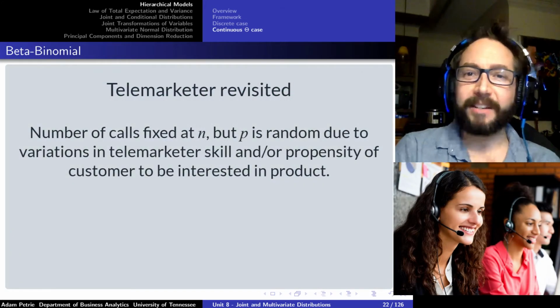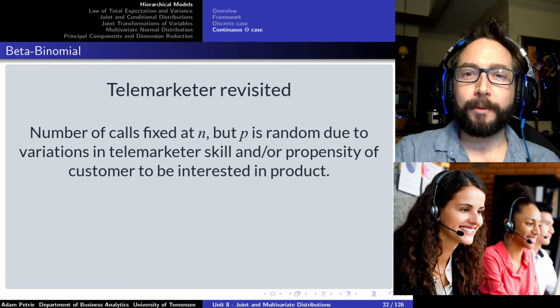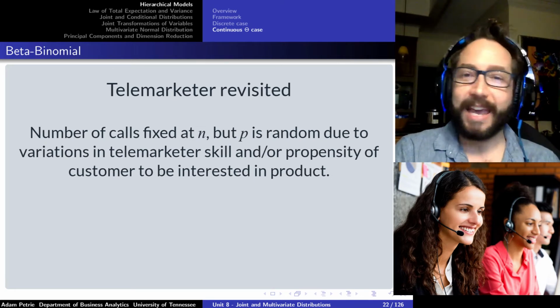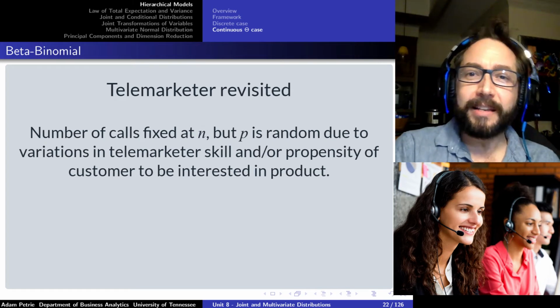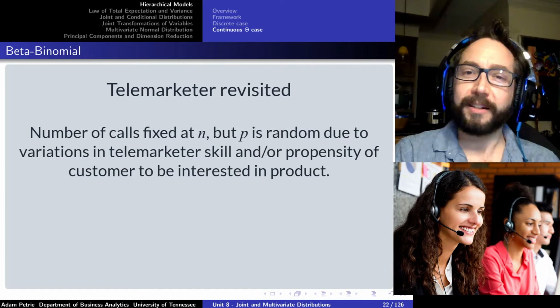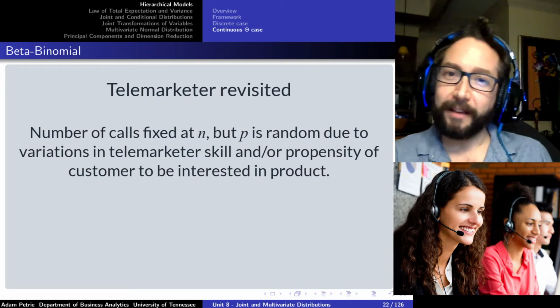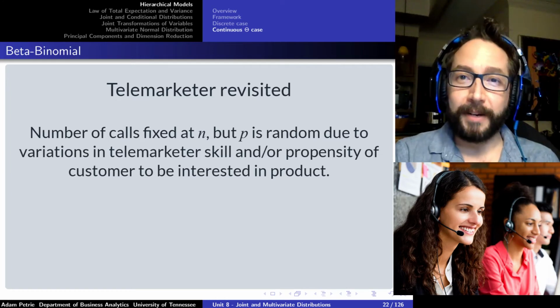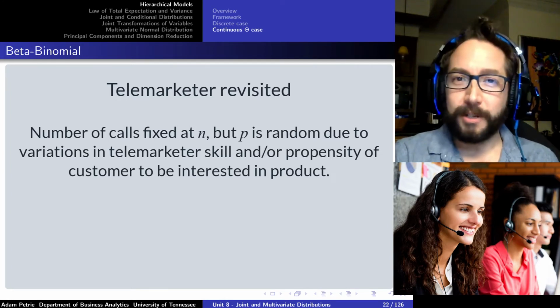All right, and then one last example, back to the telemarketer example. What if every telemarketer has to make a specific number of calls n? They can't leave until they do. And in this case, we inject the extra realism by saying, well, not all telemarketers are created the same. Some have higher values of p, some have lower values of p. P is going to be a random variable that differs from, say, person to person.